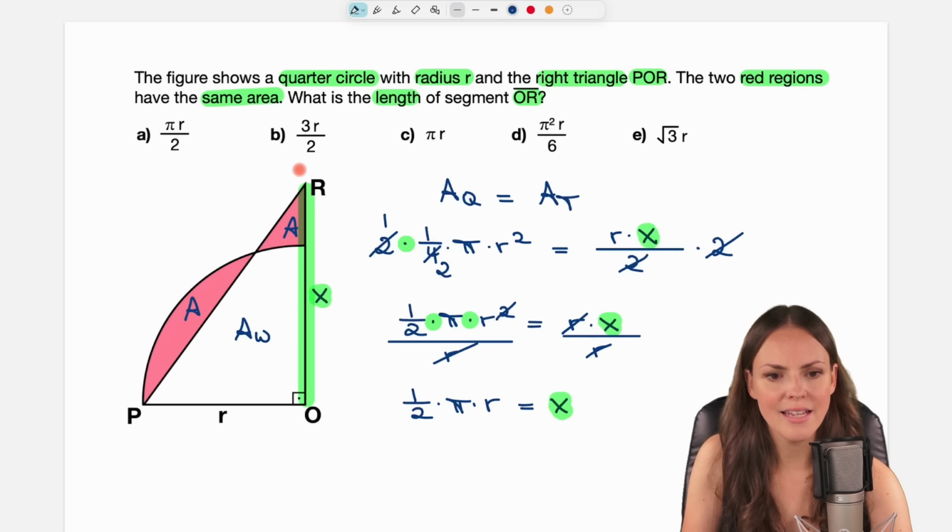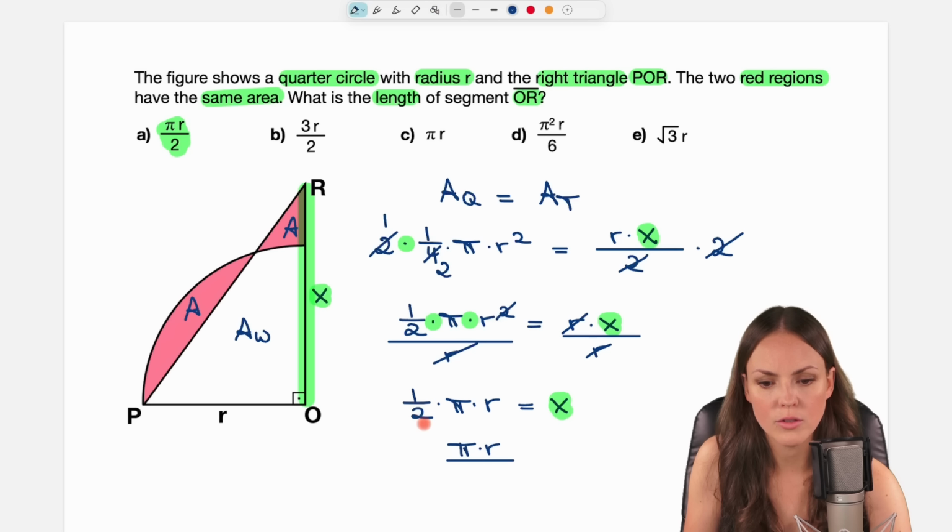And which of these answers is this now? This is the same thing as this one. It's just written a little bit differently. If you multiply this fraction by pi times r, you get 1 times pi times r, which is pi times r, and then you have this over 2. And this is exactly what we have here.